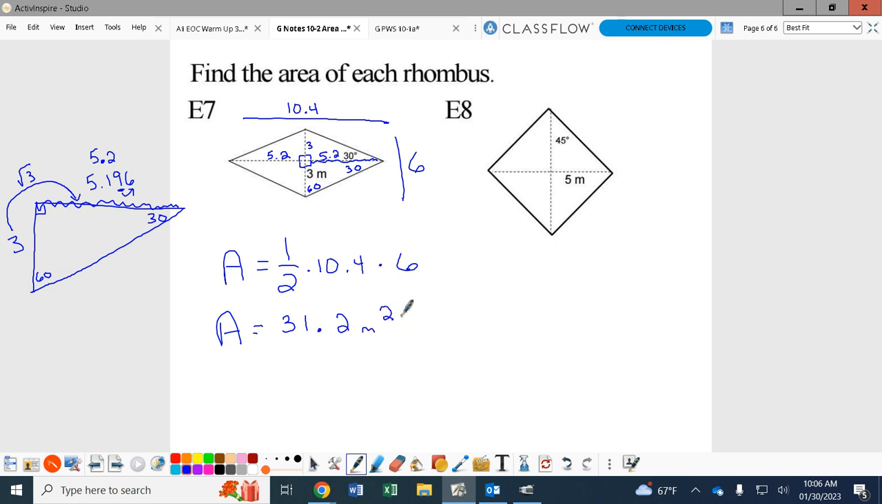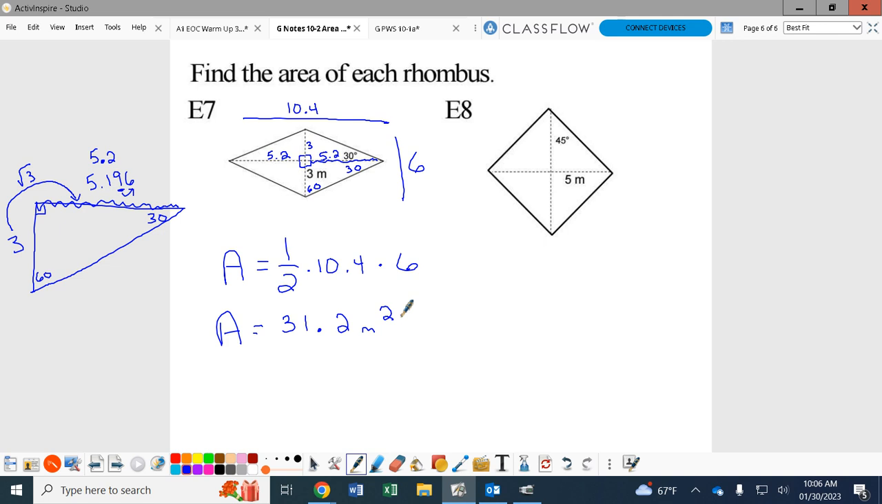Y'all agree with the 31.2? I just didn't get any confirmation. Yeah? Yes or no? Okay, just making sure. Usually I get confirmation. Just want to make sure. Okay. Last one. Is this the last one?